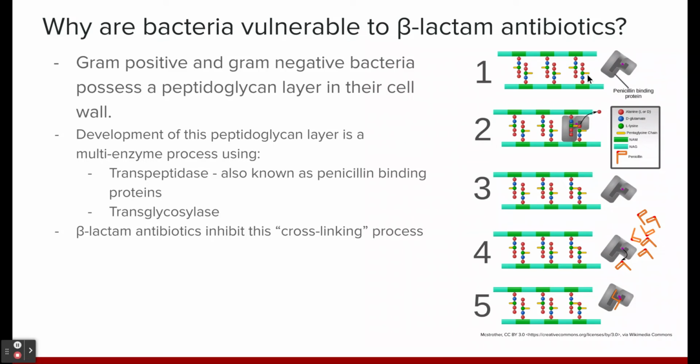So if we look here, the goal is this penicillin binding protein, which is referenced as PBP. This would be a transpeptidase. The goal is for it to interact with this peptidoglycan and link these peptidoglycans together in order to create more strength and stability. And what happens is beta lactam antibiotics, if we take something like penicillin, here, inhibit this cross linking process, which ultimately makes the cell wall of these bacteria weaker.